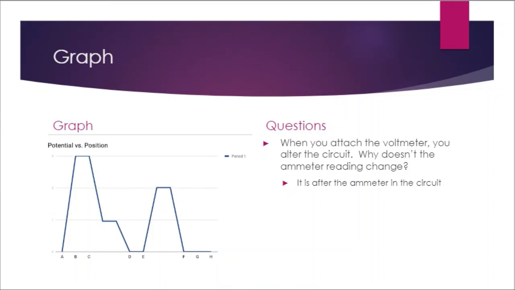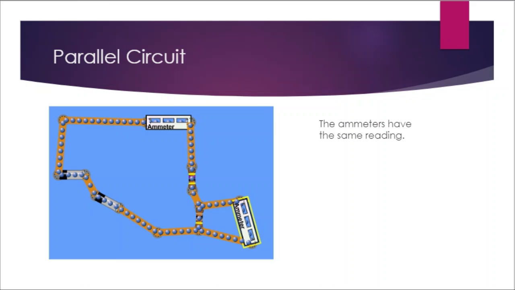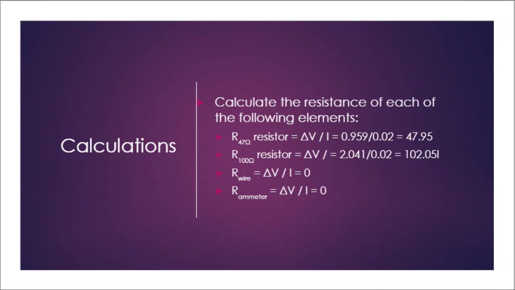So then I've graphed the potential versus position according to this loop rule that I explained before. So here you can see the peak, and then when it goes, the differences across resistors. When I attach the voltmeter, I alter the circuit. So why doesn't this ammeter reading change? It's because it's after the ammeter in the circuit. Then I create this parallel circuit, and you can't see the readings on the ammeters here, but the ammeters have the same reading.